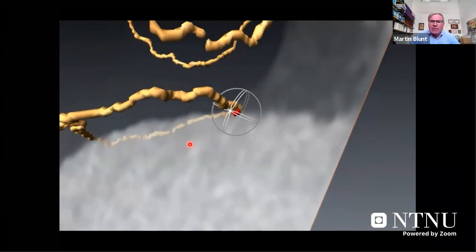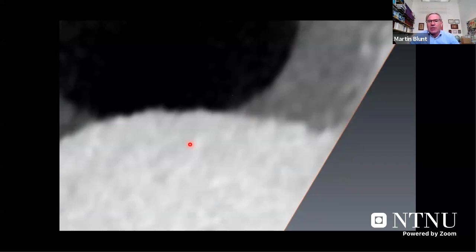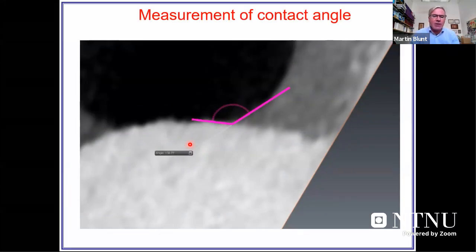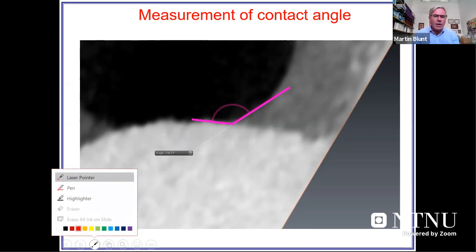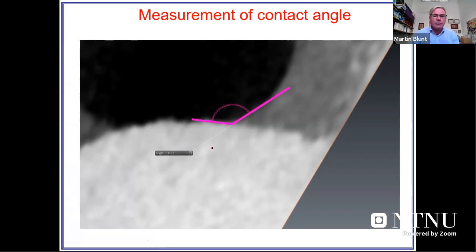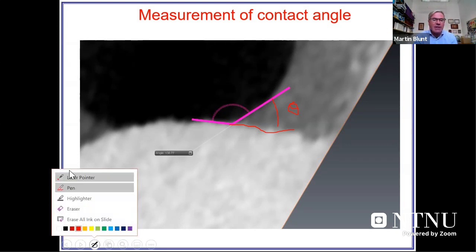The way I've shown it here is with fancy image analysis, but it's largely done manually. Here's the contact angle. If we look at this a bit more intelligently, if we have a pen here, so this is your contact angle theta. We normally measure contact angle through the water. Okay, so this is water wet. The water likes the surface. The CO2 is non-wetting. We can see it trapped in the pore space. So this all makes perfect sense.